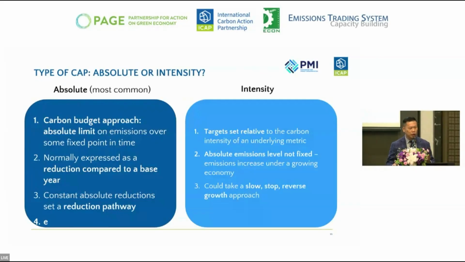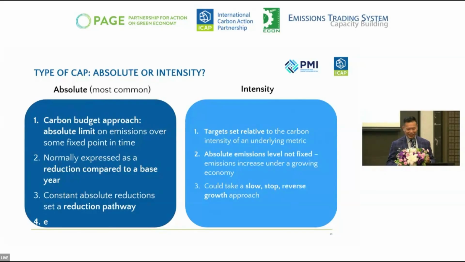And then there are two kinds of cap in general that we talk about. Right now, actually, intensity cap covers more emissions than the absolute cap. So absolute cap is more common at the very beginning for the more developed countries or jurisdictions. So it's kind of a carbon budget approach.